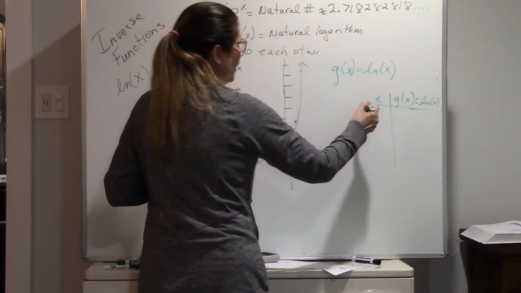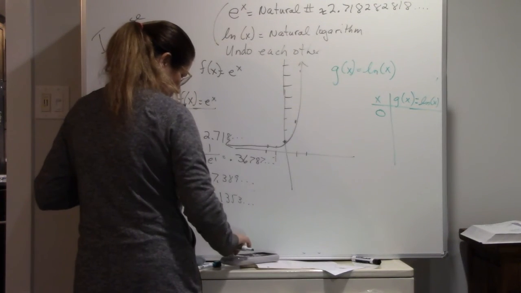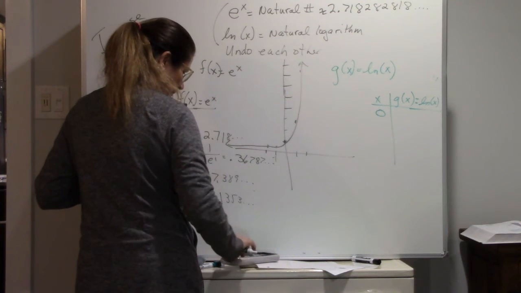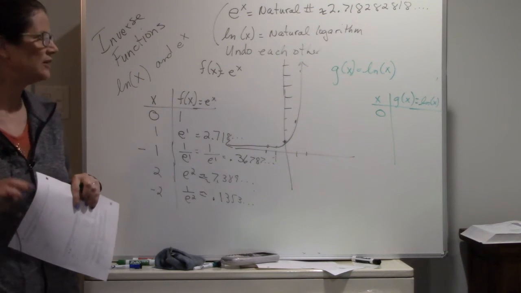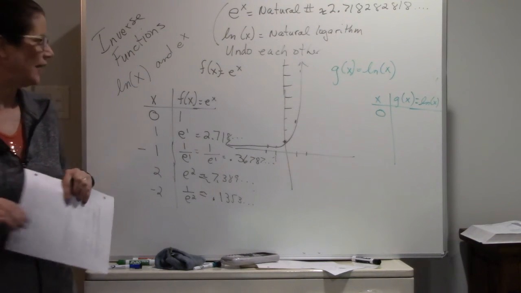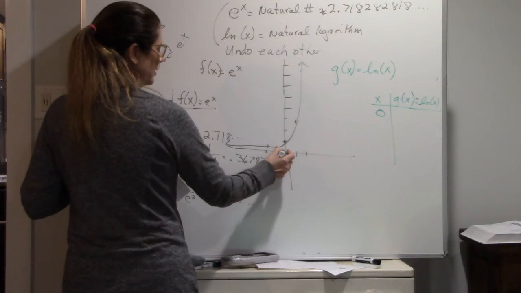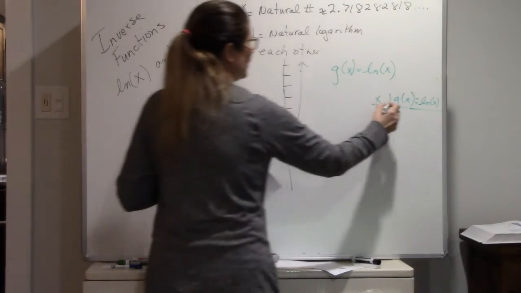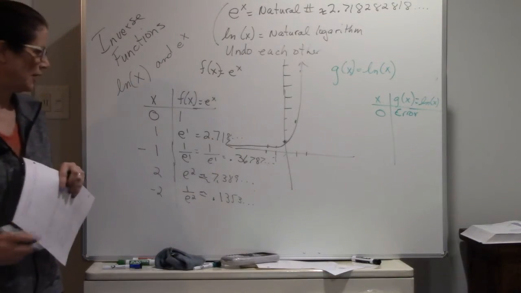So if you have ln of 0, what you're going to find is there is a problem. All right, you cannot have a 0 as a natural number. So what that means is when x is 0, there is no value for ln. Okay, so this is going to be an error. You're going to find an error in your calculator.